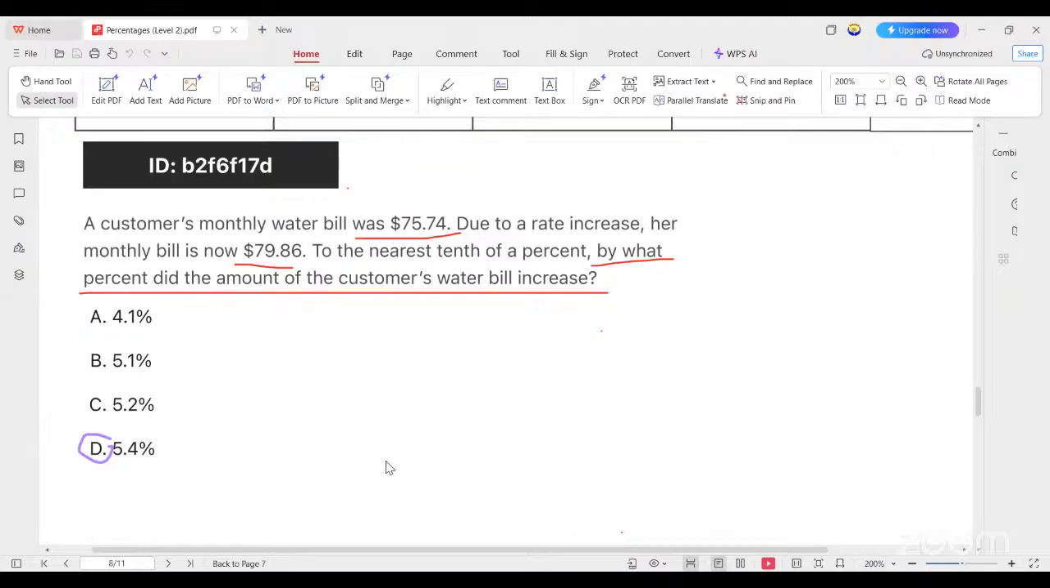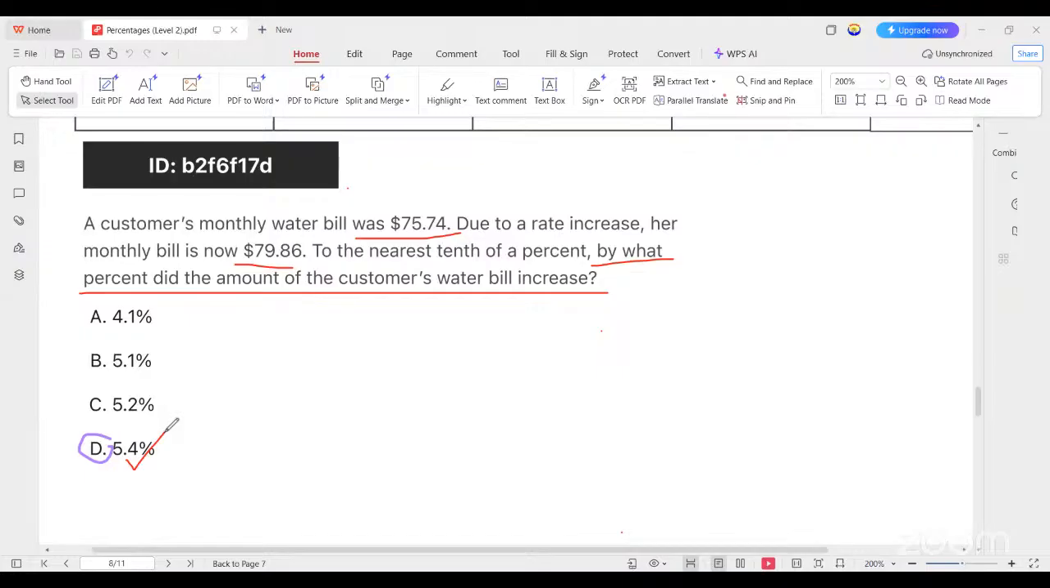Yes, Haley, right answer. You can explain. For each choice, I just turned it into a decimal and multiplied it by this. And then whatever I got, I added it to this to see which one would give me the right answer.